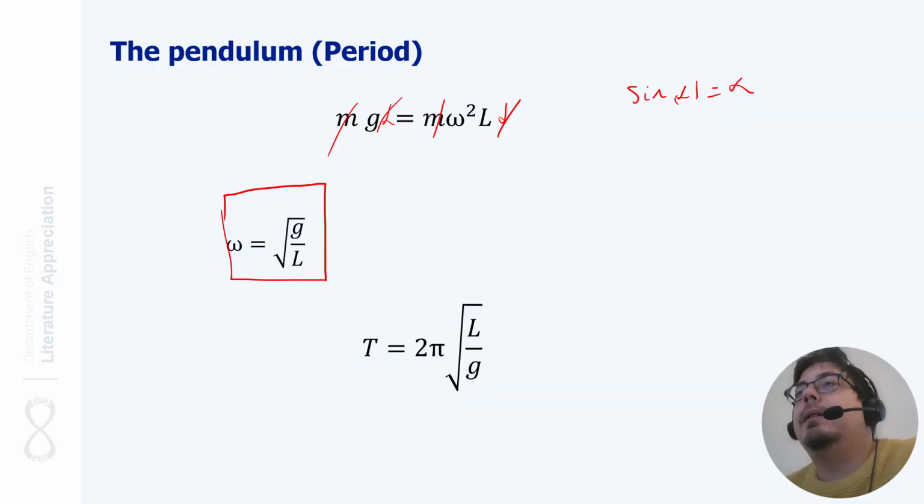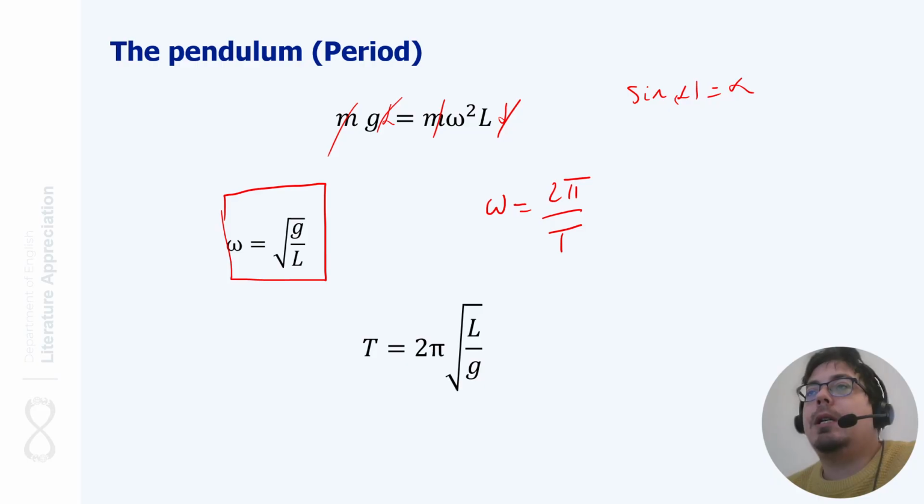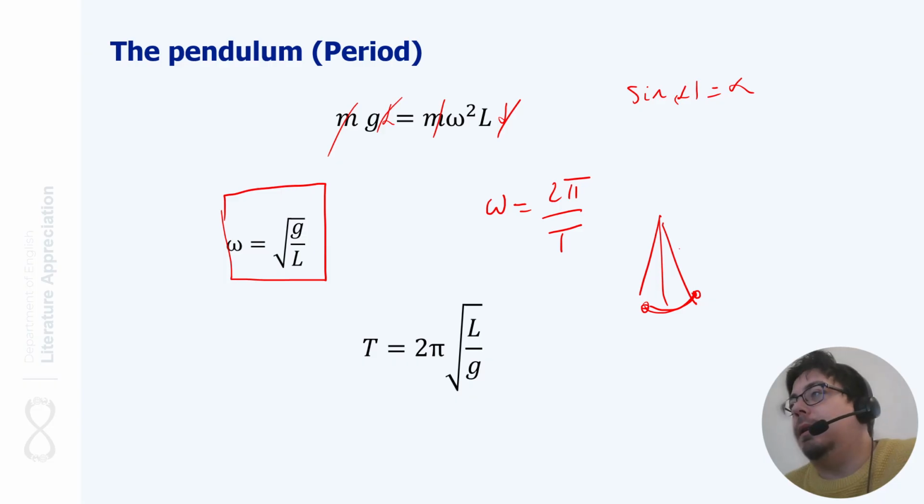From here, we remind ourselves about the pulsation, which is 2 pi over T, and we use this to solve for the period. And the period is 2 pi times the square root of L over g. Why is this important? Because this tells us that the oscillations are synchronous, so the pendulum oscillates with harmonic periodic motion when the angle is small. So it's a clock, basically. It can be thought of as a clock. In fact, the first clocks were pendulums.